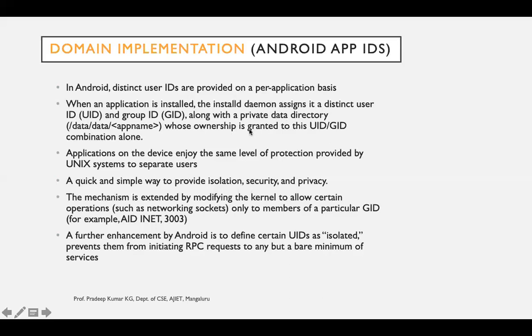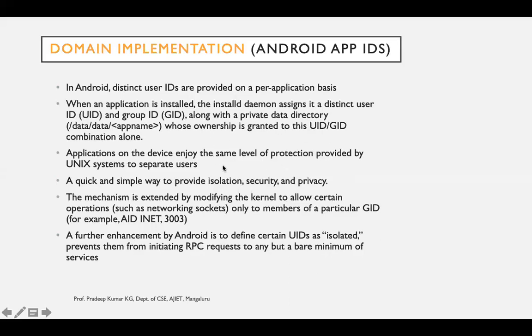When you try to install any application on your Android mobile, each time you are supposed to give your user ID and designate a password for that. Otherwise, it will consider the default. But on the other hand, in the backend, at the kernel level, for each application a different UID is set up. And once you have that kind of setup, the applications you install in the device enjoy the same level of protection provided by the Unix system.